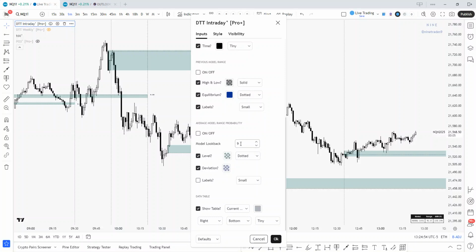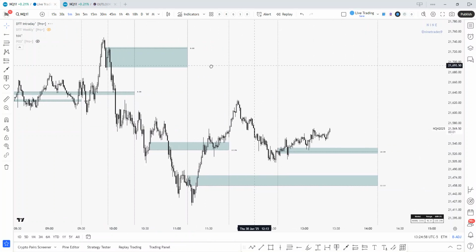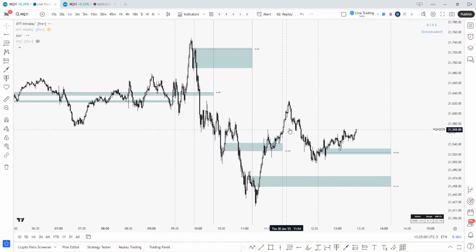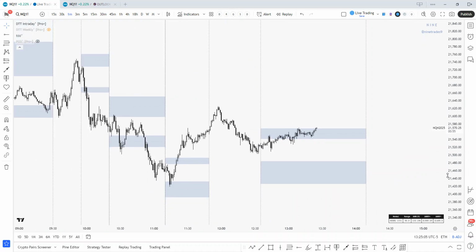I like to keep it on 9, the model look back. This gives me more variability in terms of how far it looks back. And from there, I can gauge price a little bit better. So if there's more volatility than average, I will keep it at 9. Now, it still overextends, right? Sometimes the market is just really volatile.